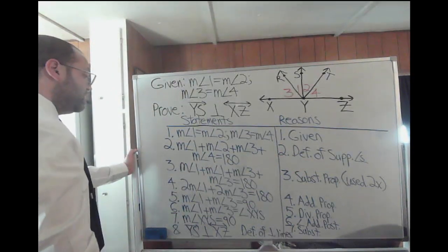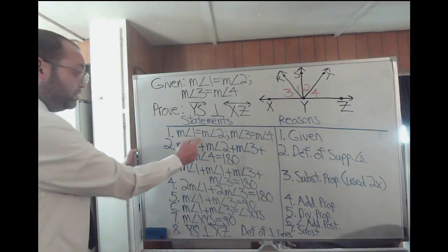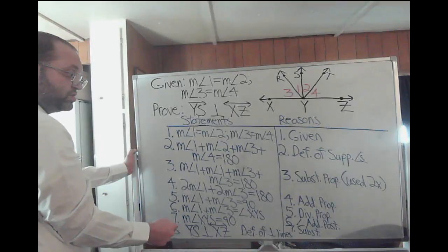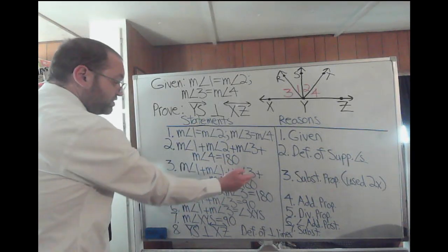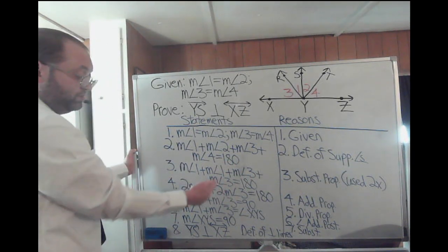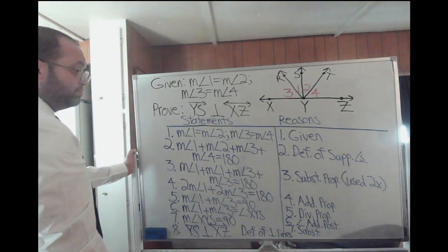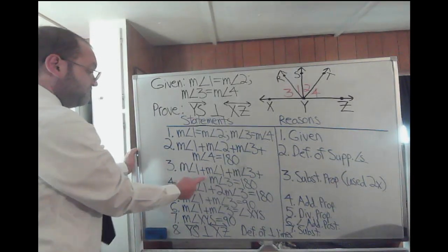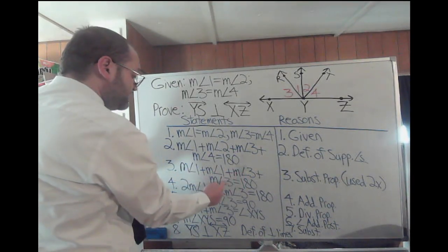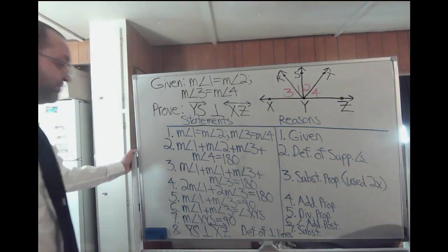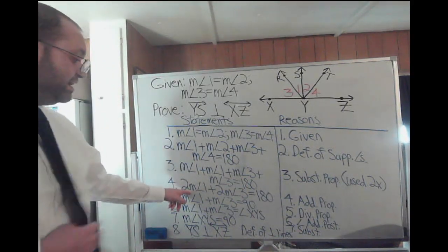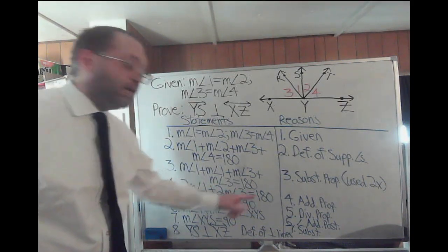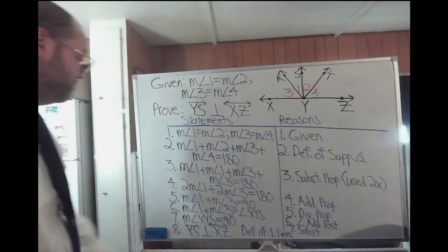Now, since the measure of angle 1 equals the measure of angle 2, in the equation I was able to substitute that in for angle 2, and then the measure of angle 3 equals the measure of angle 4, so I was also able to substitute that in for angle 4. So then by the substitution property used twice, I could say the measure of angle 1 plus the measure of angle 1 plus the measure of angle 3 plus the measure of angle 3 equals 180. And then by collecting like terms and adding them up, I could say twice the measure of angle 1 plus twice the measure of angle 3 equals 180. That's simply by the addition property.